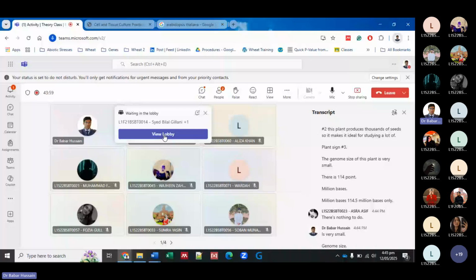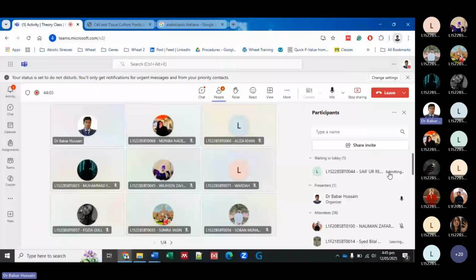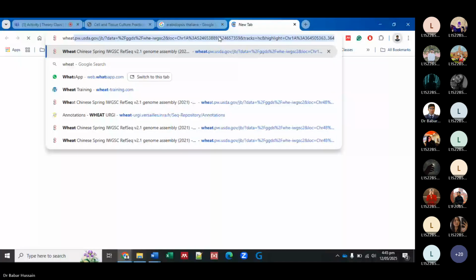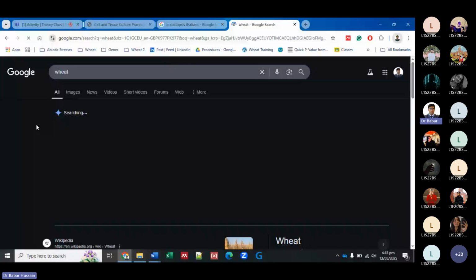This is a very small genome size. If you compare it to the other plants, for example, let's see wheat. You know wheat, right? So wheat has a genome size of 17 gigabases.